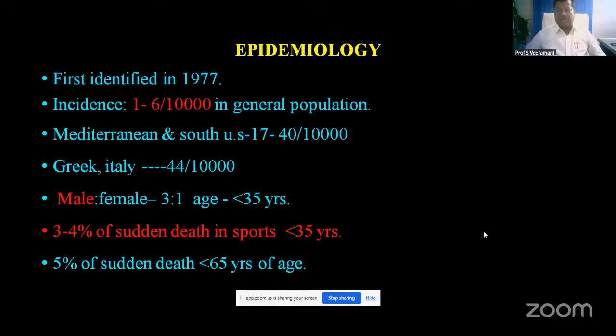The male preponderance is very common because of increased exercise by the males, and because of phenotypic inheritance significance, males are commonly affected. 3 to 4% of sudden deaths in sports in people less than 35 years of age happen with ARVD, and 5% of sudden deaths in those less than 65 years of age.